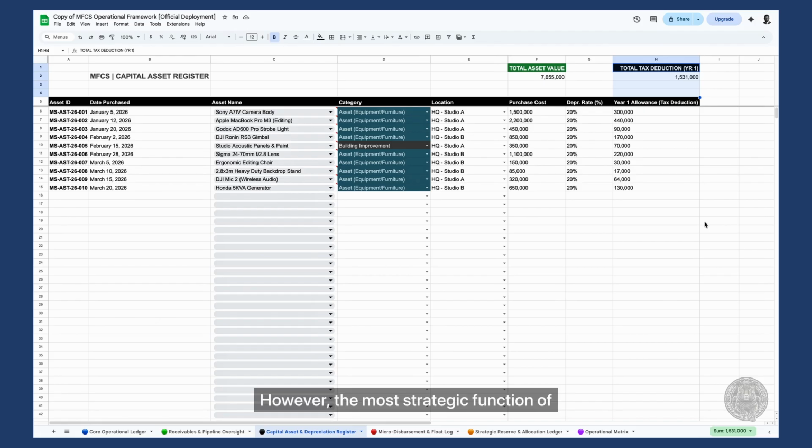However, the most strategic function of this ledger is tax optimization. Direct your attention to the total tax deduction metric. In corporate accounting, this is recognized as a capital allowance. Because this equipment was acquired to scale the business, tax authorities allow you to deduct a percentage of its value from your taxable profits annually. The MFCS is pre-coded to calculate a standard 20% year 1 depreciation rate.